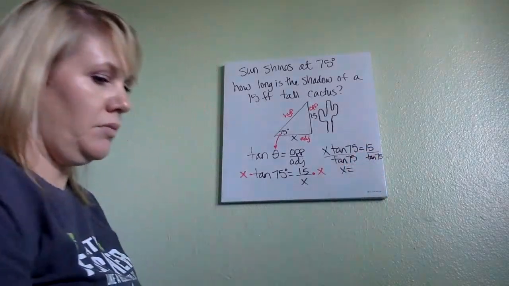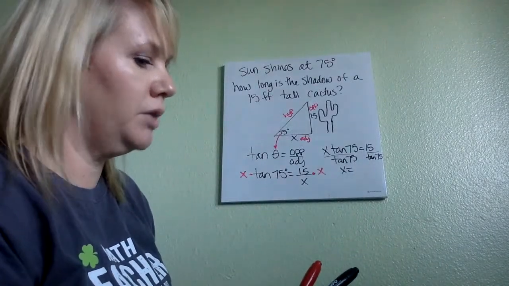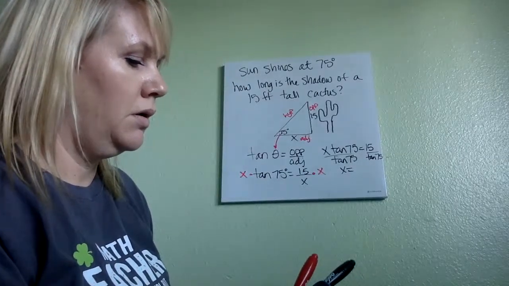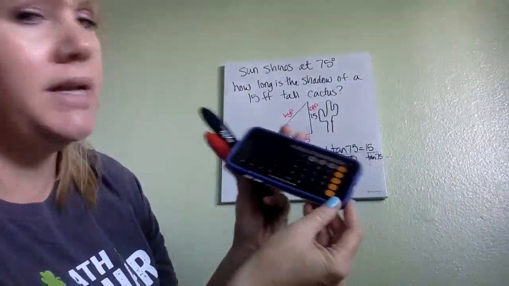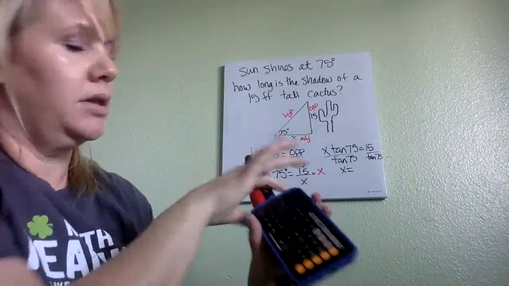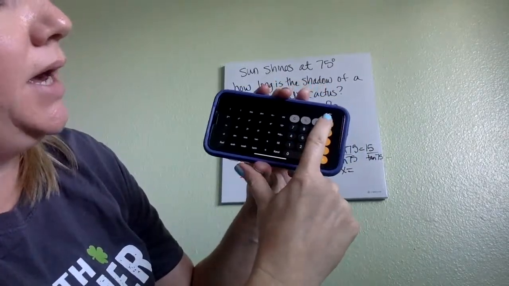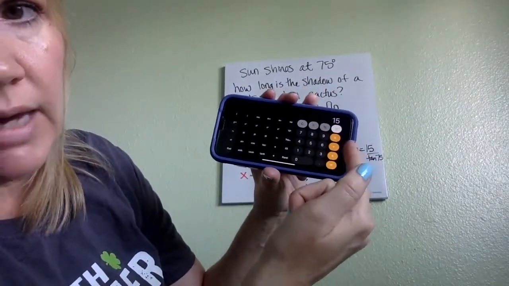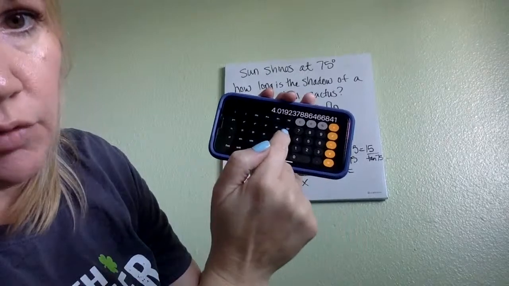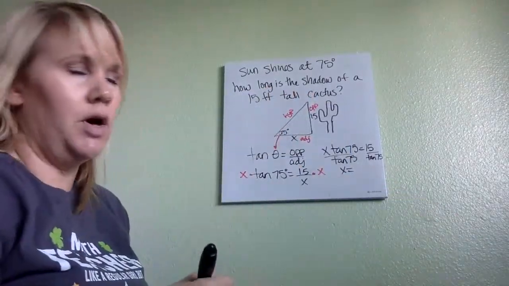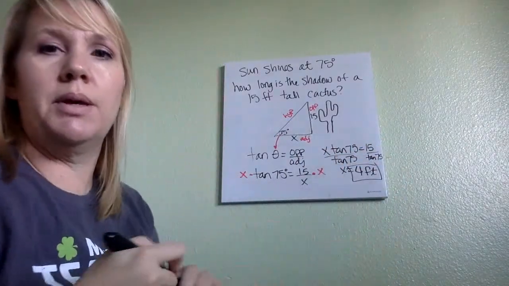On my cell phone calculator, you should get this number, 4.01923, and so on. The way I did it on my calculator is I did 15 divided by, and because I have to type in the angle before I hit the tangent button, I did 75 tangent and then equals. That's how you get the 4.019. Then it said to round to the nearest foot, so we're not going to go 4.02. That would be 4 feet is how big the shadow would be.